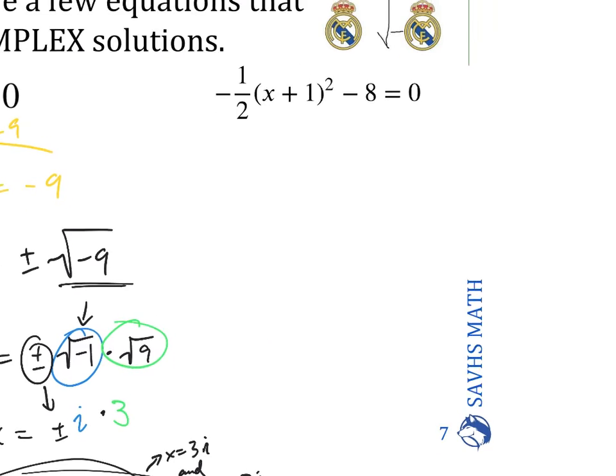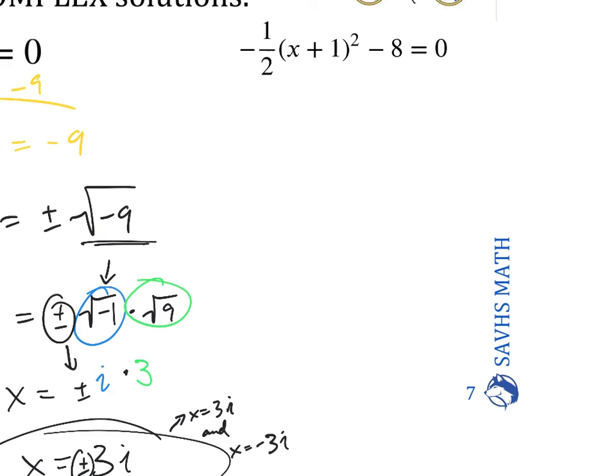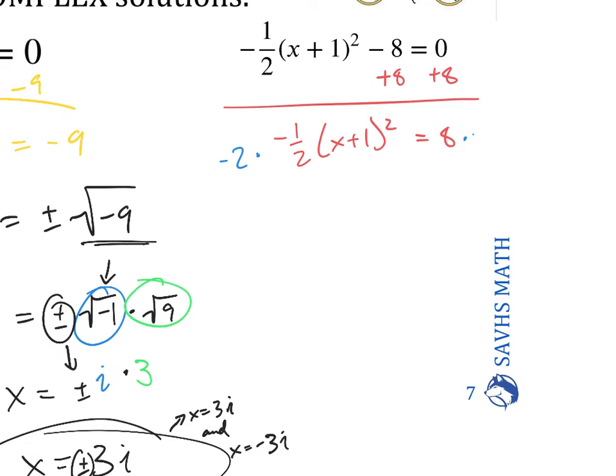Okay, let's do one more. This one is in vertex form and I can still solve for x. So let's add 8 to both sides. We get negative 1/2 times (x plus 1) squared equals 8. Let's multiply both sides by negative 2. I'm choosing negative 2 because I know that negative 2 times negative 1/2 will give me 1. And so now what do I have? I have (x plus 1) squared equals negative 16.